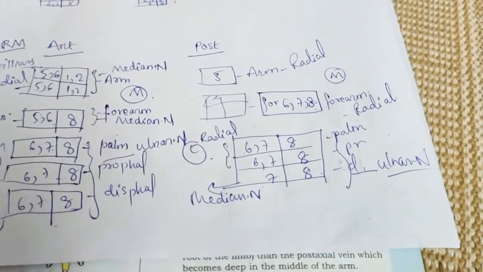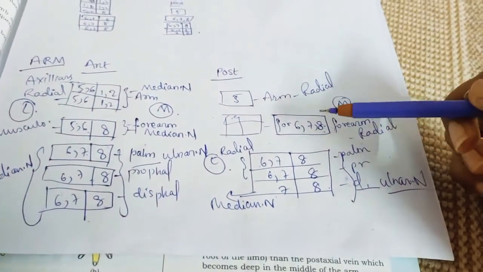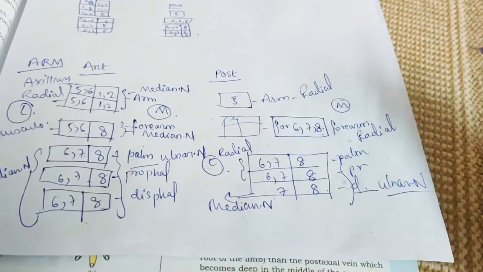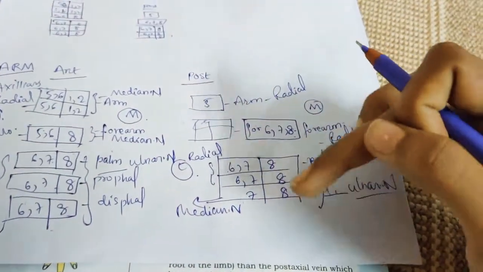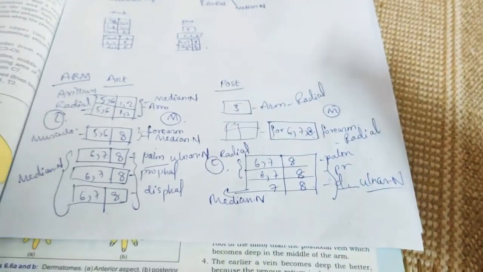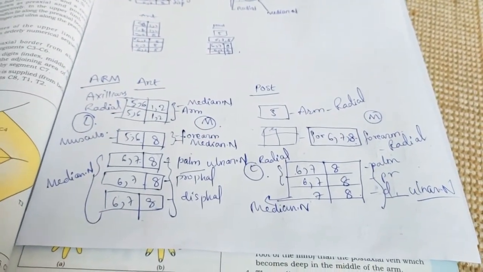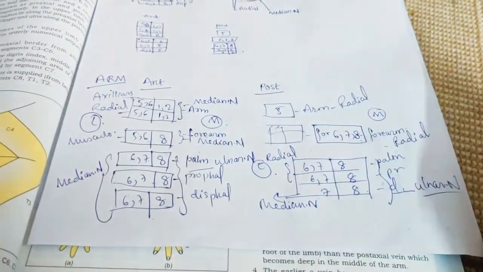So if someone asks what is the root value of the radial nerve, easily you can say from this diagram: 6, 7, 8, right? 6, 7, 6, 7, 8. For the forearm, 6, 7, 8, and only for the palm and phalanges 6, 7. So by this diagram you can easily say, otherwise it's very hard to remember for every nerve what its root value is. If you observe these nerves, they are according to the cutaneous nerves.